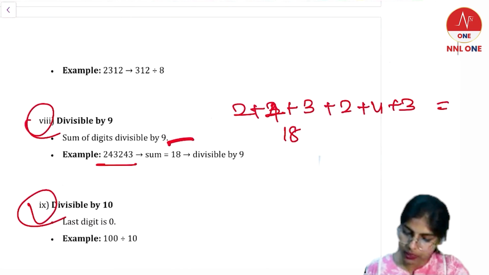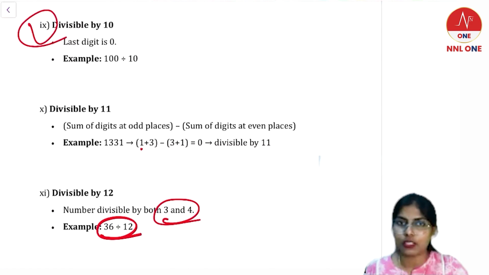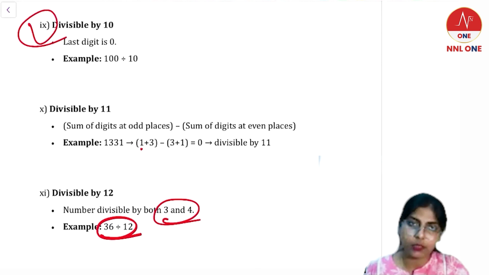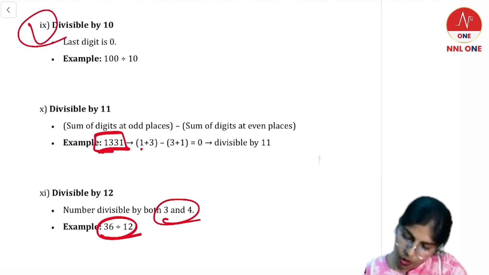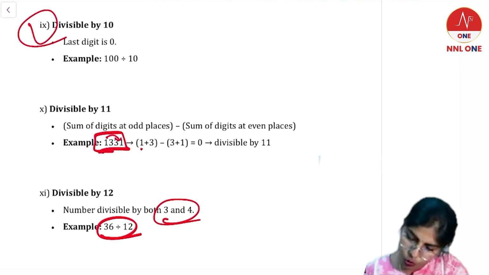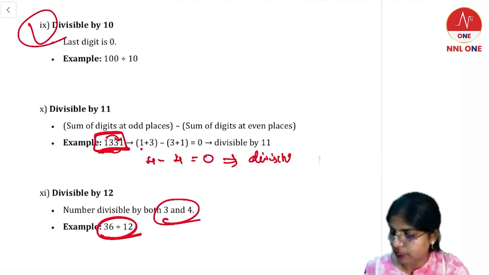Next, the divisibility rule of 11. It is also very easy. The divisibility rule of 11 is you have to sum the digits at odd places and also sum the digits at even places, and find the difference between these two. Take it as an example. We sum the digits of the odd places and also the digits of even places. That is, 1 plus 3 is 4, and 3 plus 1 is 4. So the answer is 0. 0 is divisible by 11 as well.